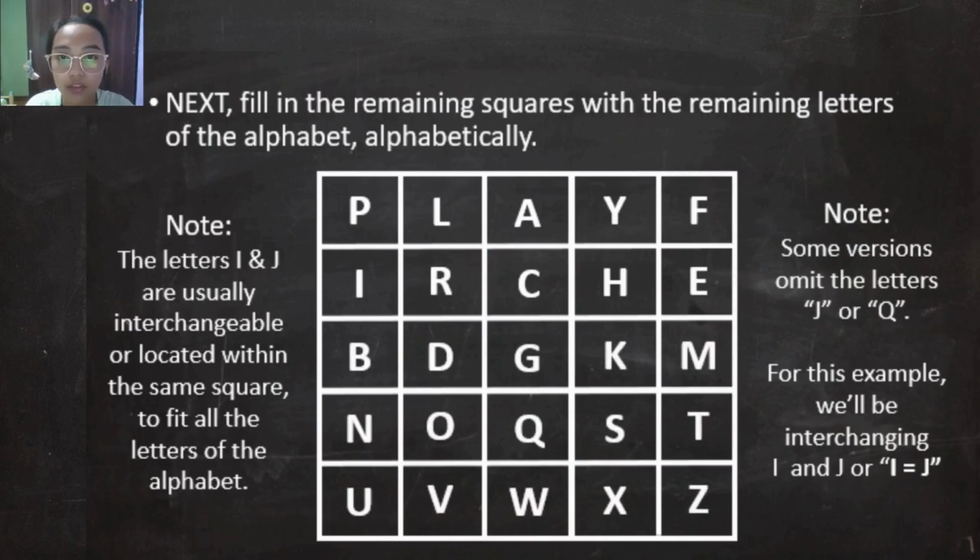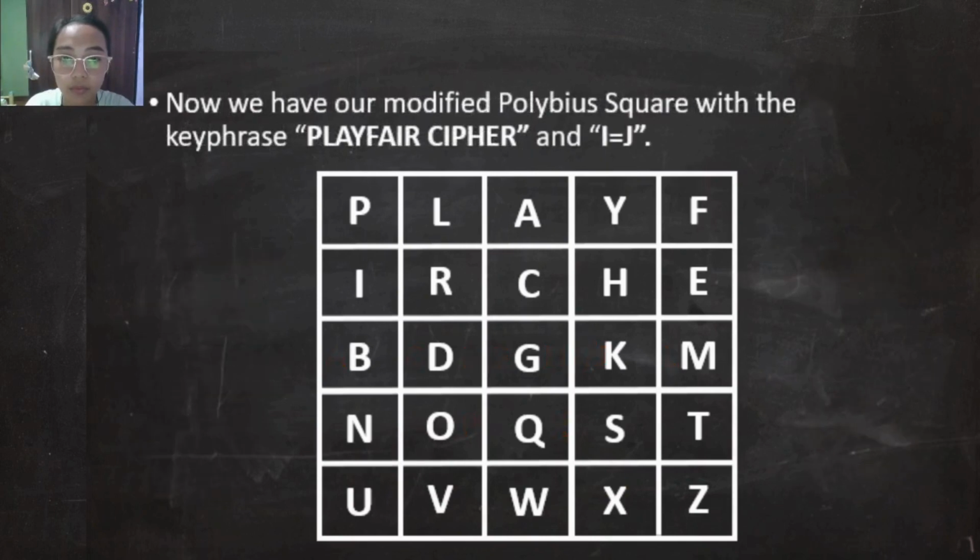So here we filled up the remaining squares with the remaining letters of the alphabet. As you can see right there, we omitted all the letters that would be repeated. So this is how you would modify or fill in your Polybius square. So now we have our modified Polybius square with the key phrase Playfair cipher and the other note that I is equal to J.